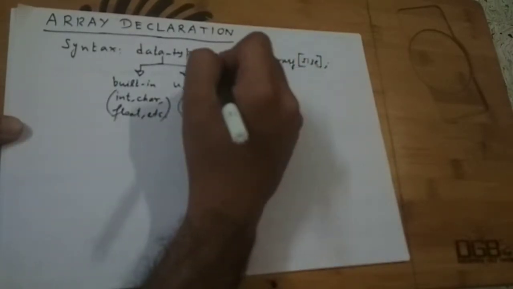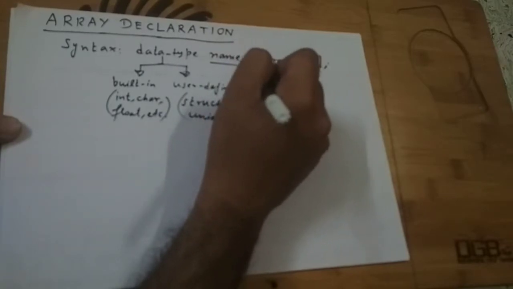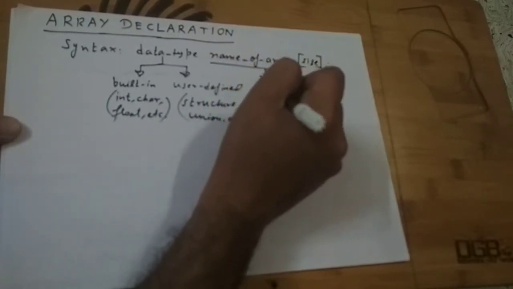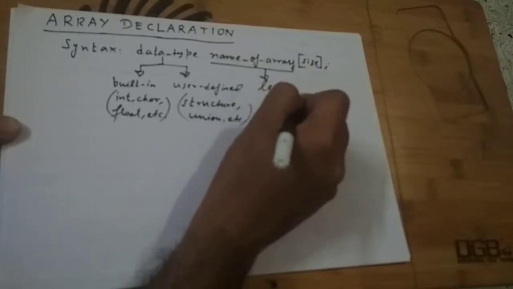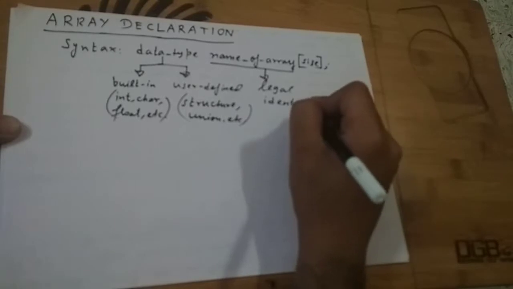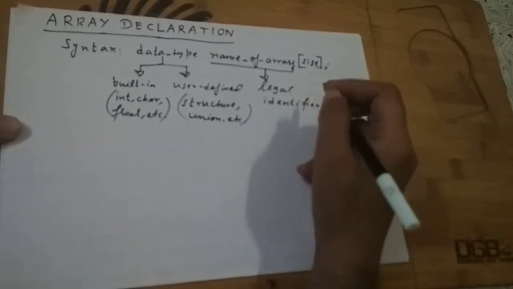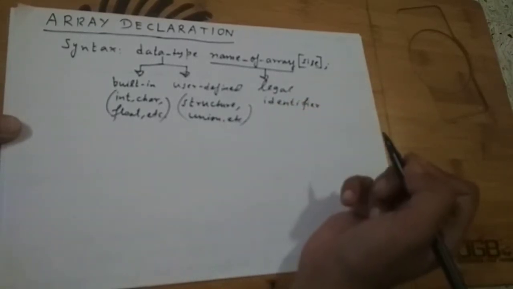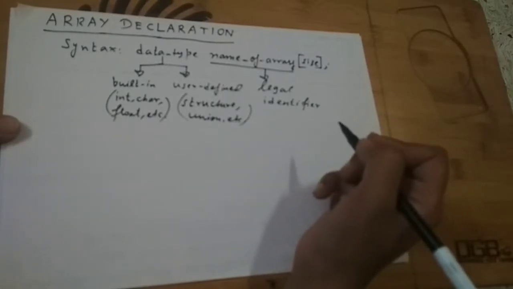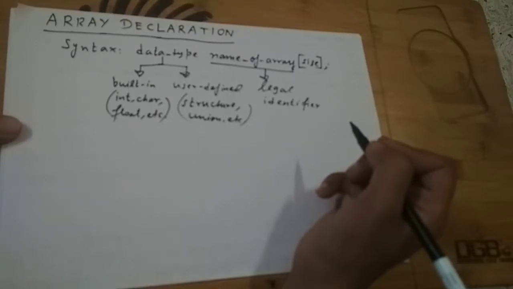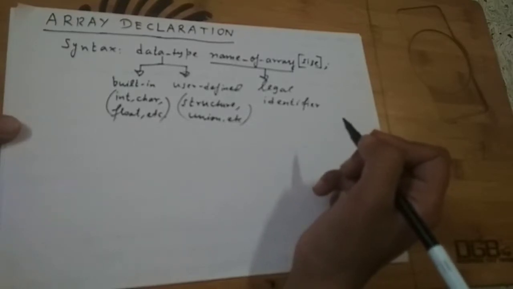Now, what about the name of the array? The name of the array must be a legal identifier. So we know the rules of identifiers, right? An identifier can only begin with an underscore or a letter of the alphabet. It can never begin with a digit. However, a digit may appear anywhere within the identifier. An identifier cannot be a keyword. An identifier cannot contain white space in between.